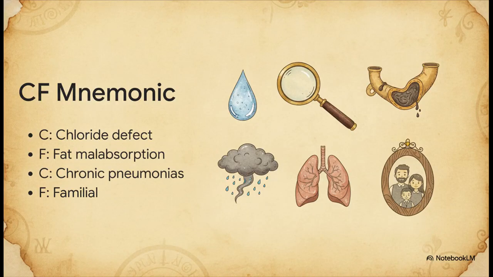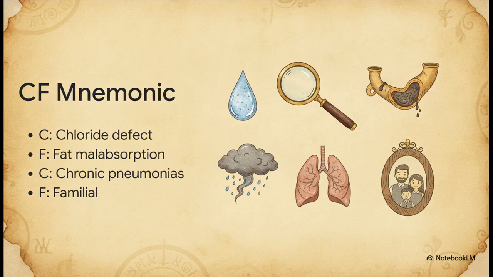To completely lock this down for test day, just remember this incredibly simple mnemonic. CFCF. C is for chloride defect, which we test via sweat. F is for fat malabsorption, because that exact same thick mucus blocks up the pancreatic and bile ducts. The next C, chronic pneumonias. And the last F is familial, to remind us of those genetic roots on chromosome 7.